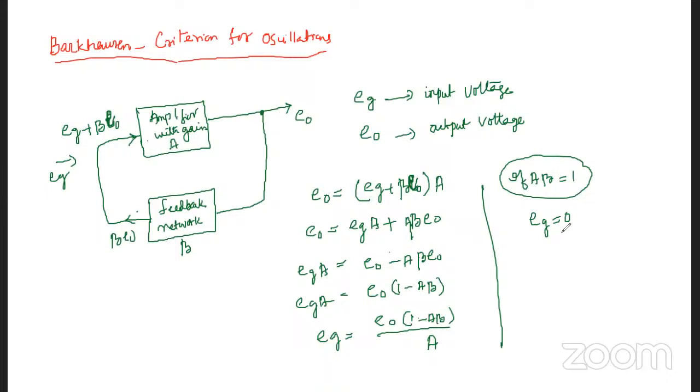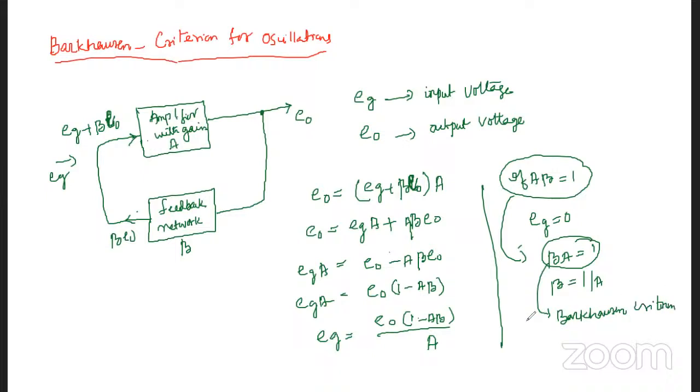So therefore, this is the condition for the maintenance of oscillations. If A beta is equal to 1, that is the condition. Otherwise, beta A is equal to 1, which we have. Beta is equal to 1 by A. So the condition for the maintenance of oscillations is A beta equals 1, or beta equals 1 by A. Whichever form it takes, this equation is known as the Barkhausen criterion for sustained oscillations.